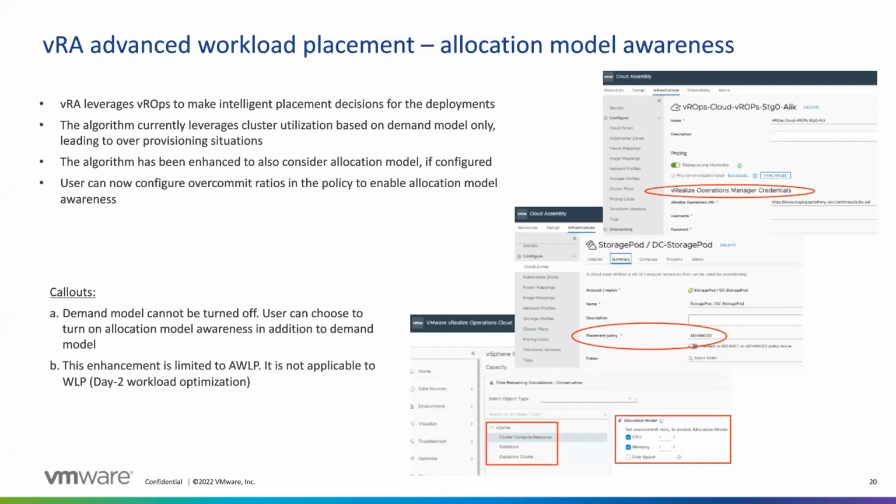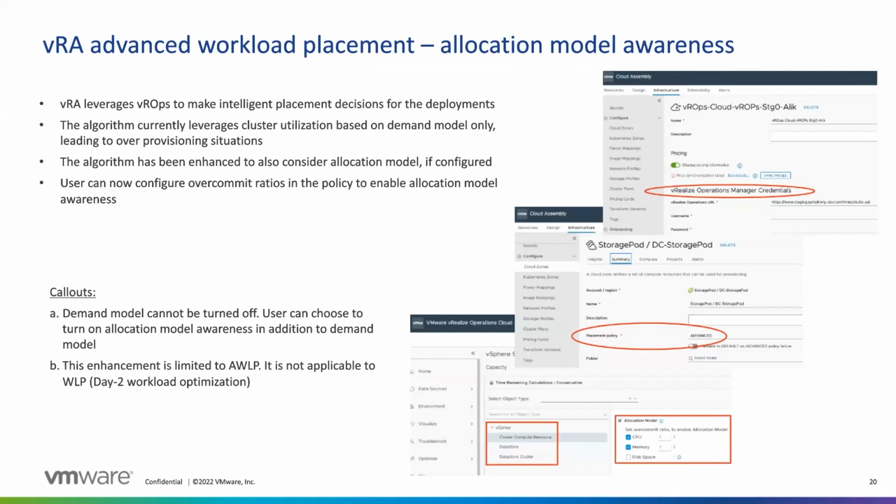I'm here to talk to you about an enhancement we have made to the advanced workload placement feature. I presume most of you are aware of this feature already. There is a configuration in VRA that enables VRA to seek VROps' recommendations in order to make placement decisions. For instance, imagine a cloud zone that has 5 different clusters. VRA seeks VROps' recommendations to identify the best among the 5 clusters for any given deployment.